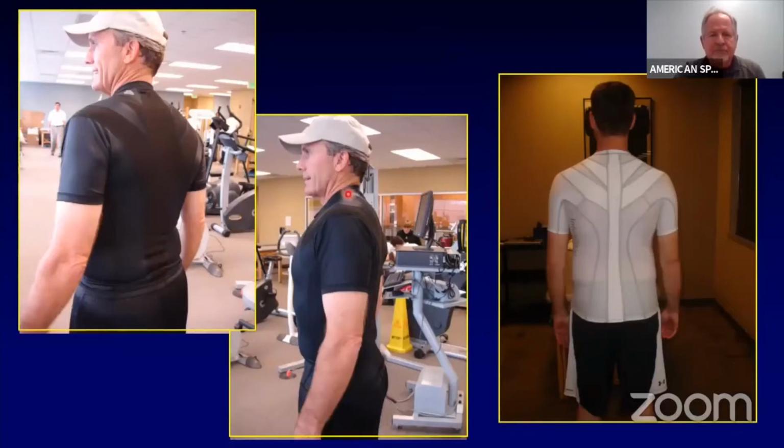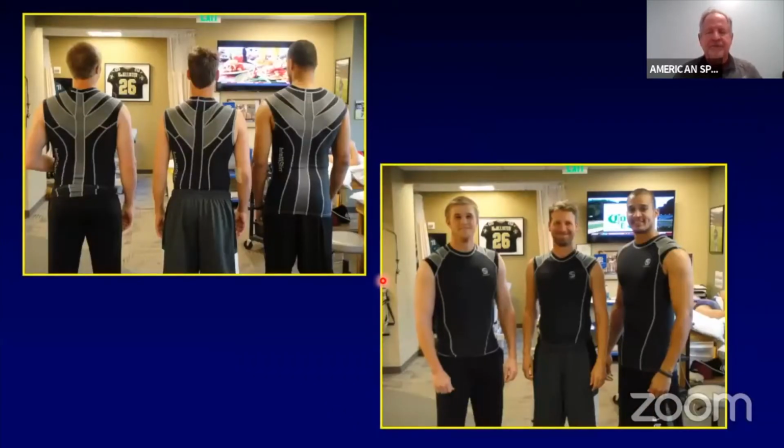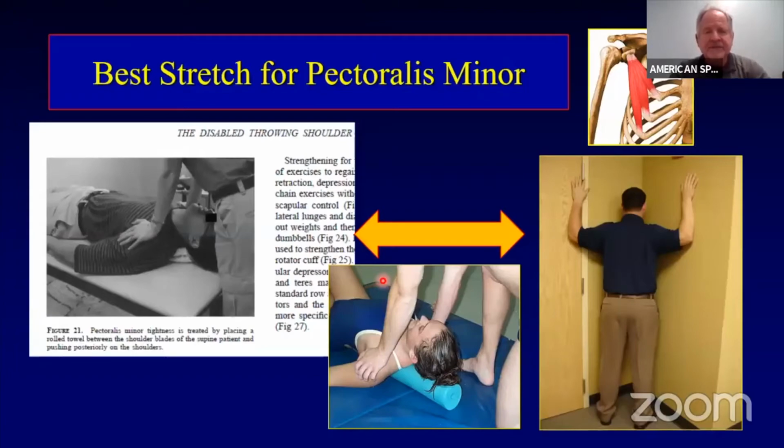To help with this repositioning of the scapula, we can put someone in a postural shirt, as you see here. These postural shirts cue the individual to get back, to get retracted and posteriorly tilted, and it gives a constant stretch on pectoralis minor. What are the best stretches for pectoralis minor?